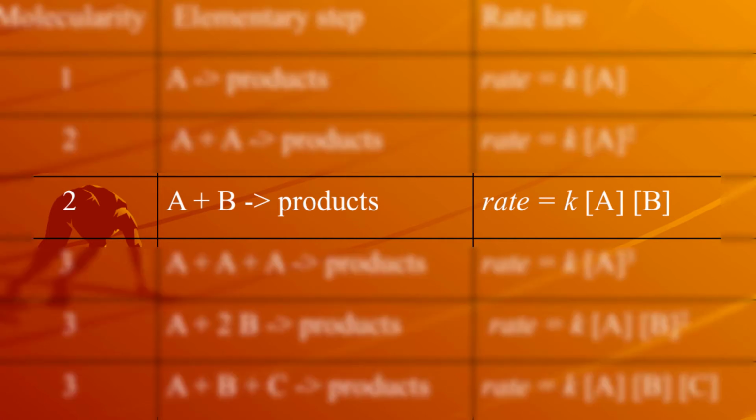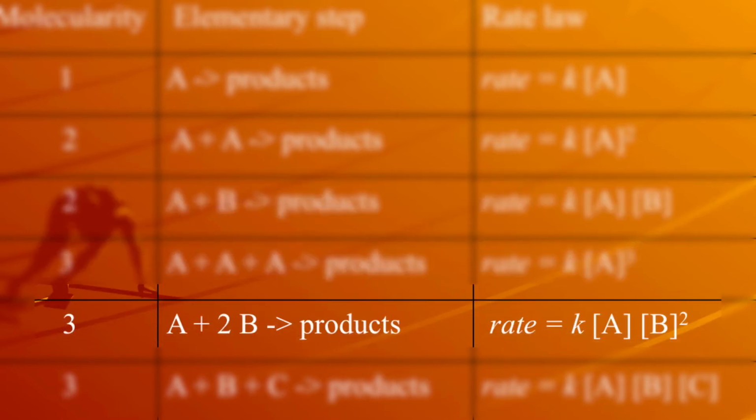Look over this chart and see if you can make some connections. Look down here. We have 2 things colliding, A and B. So it has a molecularity of 2, or bimolecular. The rate law is just A times B. Now shift focus down to here. This has a molecularity of 3, because we're combining 1 A particle and 2 B particles. We would call that trimolecular. And the rate law is A times B squared. The squared comes from the fact that there's a 2 in front of the B.